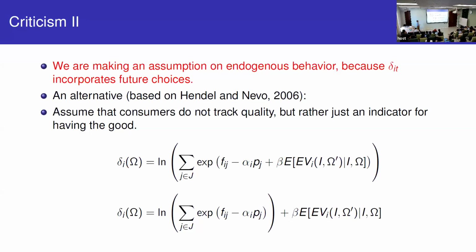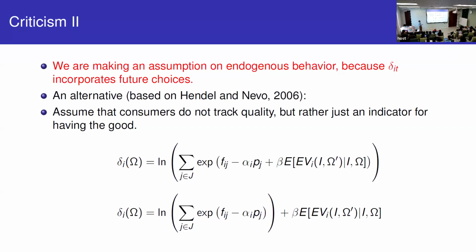Okay, the second kind of objection that we get is that we're making an assumption on endogenous behavior. Because remember, this inclusive value has the continuation value in it, right? The inclusive value is the flow utility you get today plus the continuation value. Normally we object to making functional form assumptions about endogenous stuff like the continuation value. We know consumers are optimizing themselves and that's creating the value function. And how can we assume that follows an AR1? You could imagine that objection.